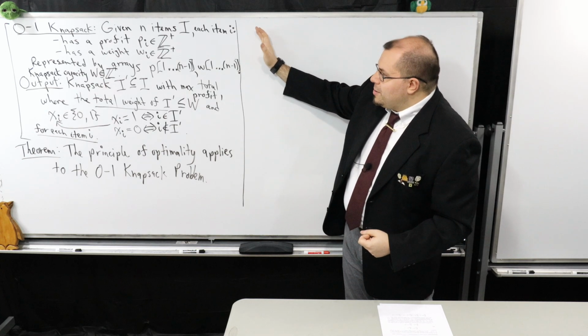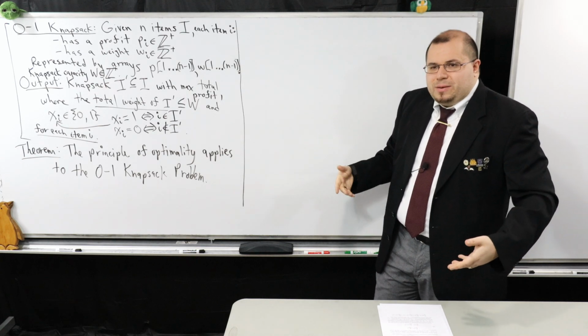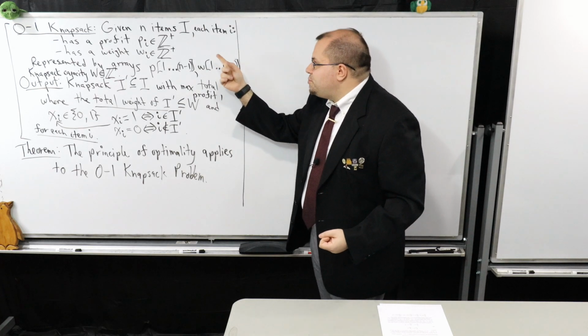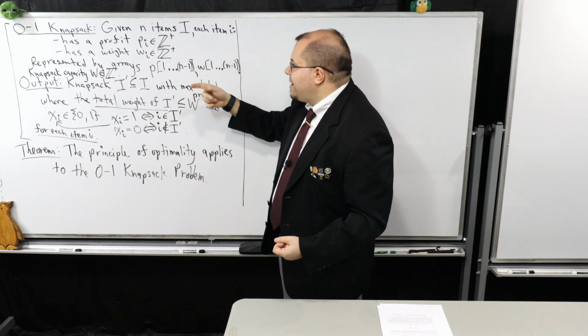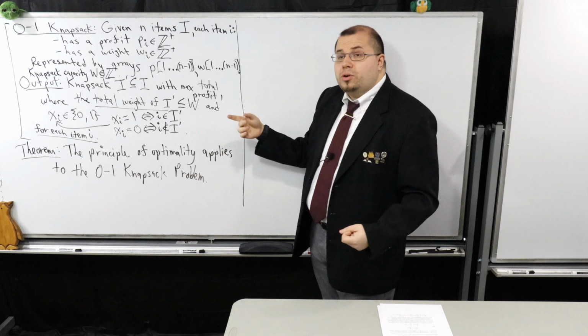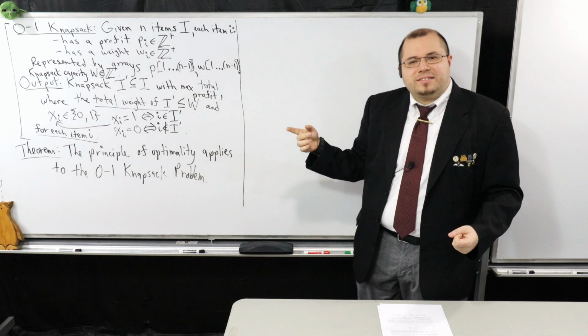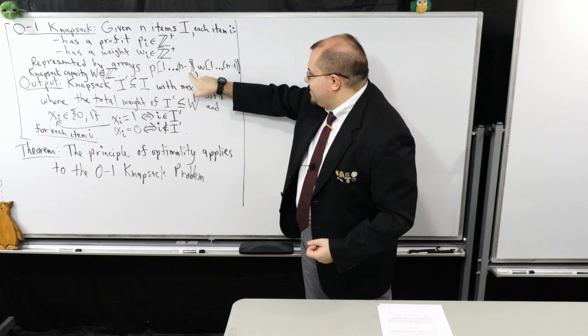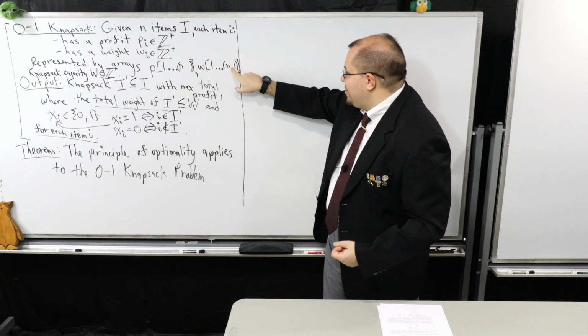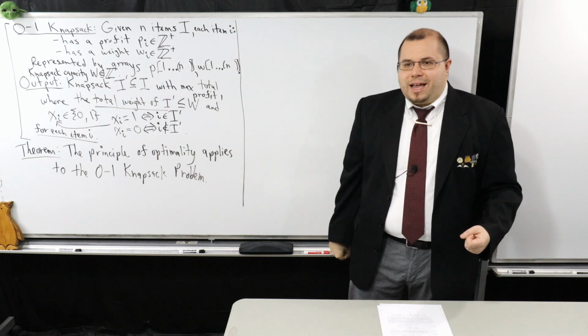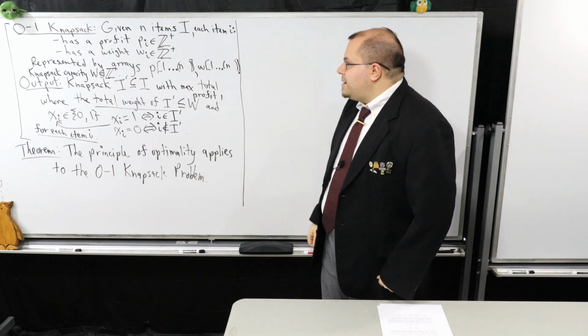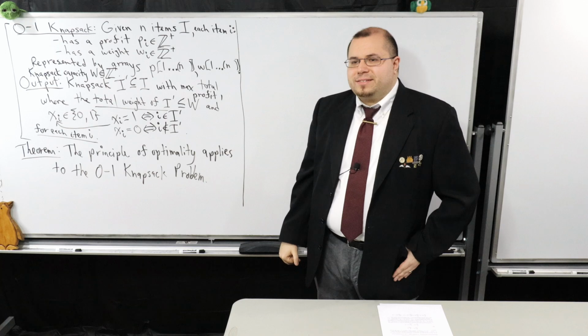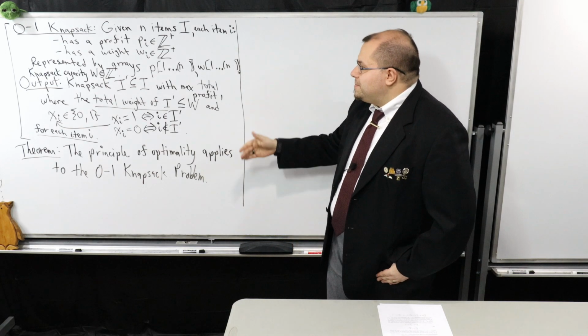But just as a reminder, I have n items. It's going to be some set I. Each one of the items has a profit and a weight, and I'm going to represent this with two arrays. These are going to be one-indexed arrays, indexed from 1 to n. There's also going to be this knapsack capacity, W.